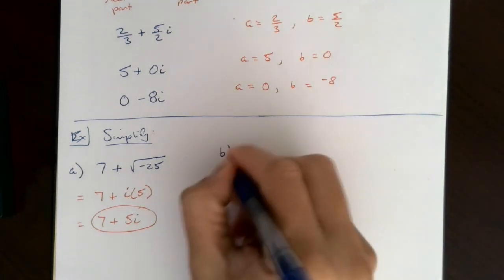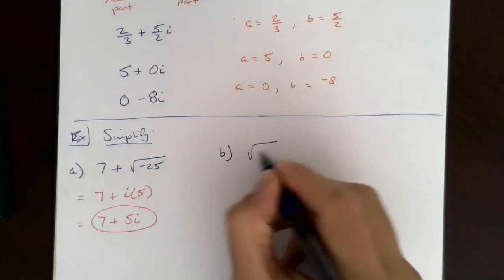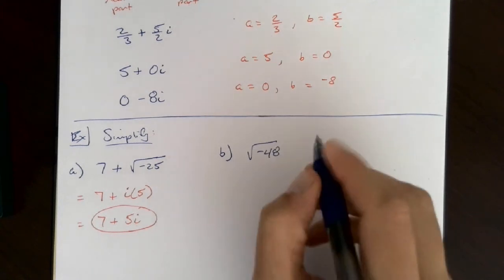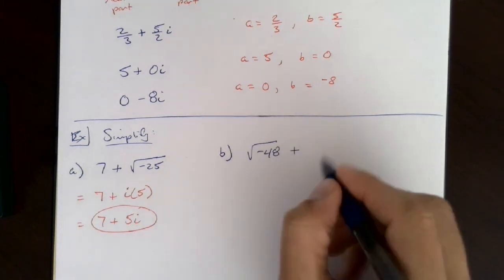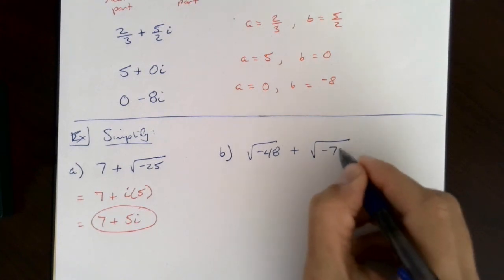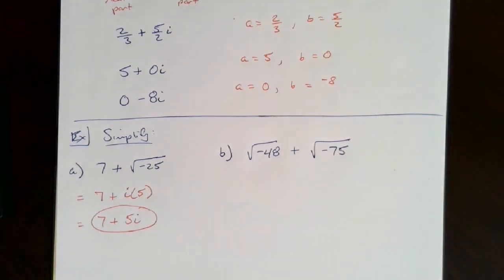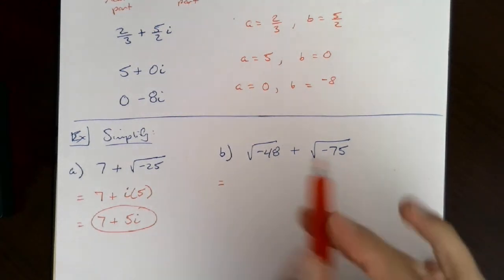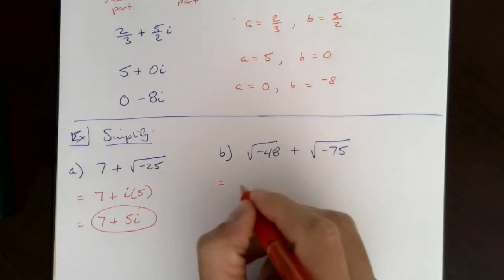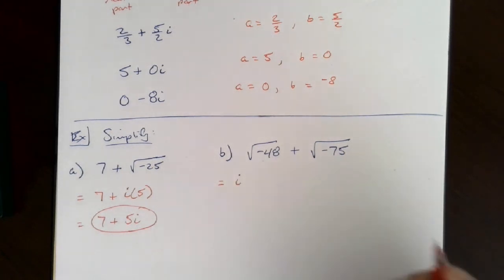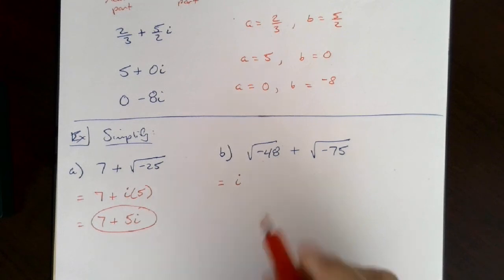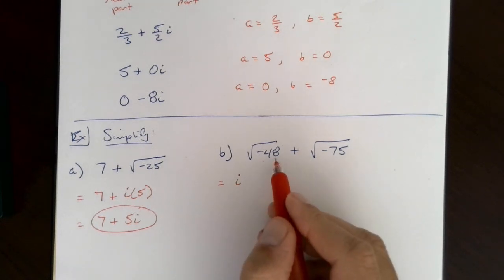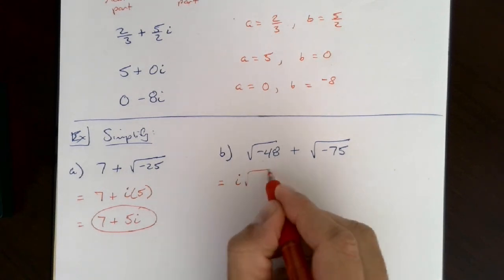Suppose I had this. If I said we had the square root of negative 48 plus the square root of negative 75. So let's simplify this. The square root of negative 48. Well, the square root of a negative tells us that we're going to have a factor of I, because the square root of negative 1, so a factor of I. And the square root of 48, is that a perfect square? Well, 48 is not a perfect square. Does it have any perfect square factors?